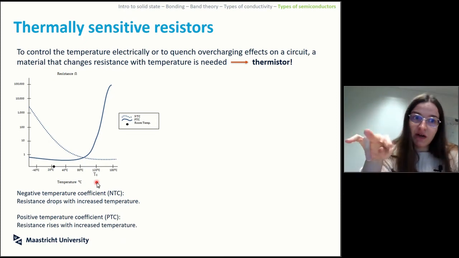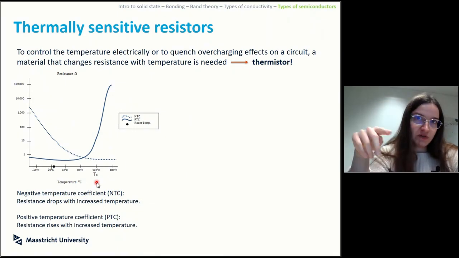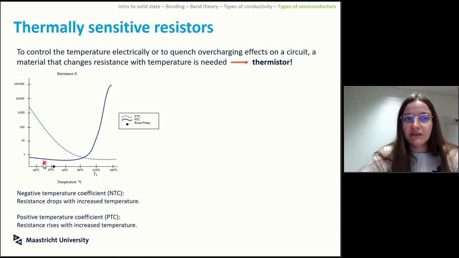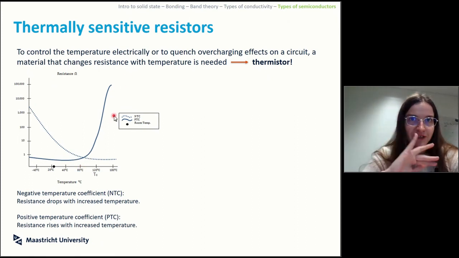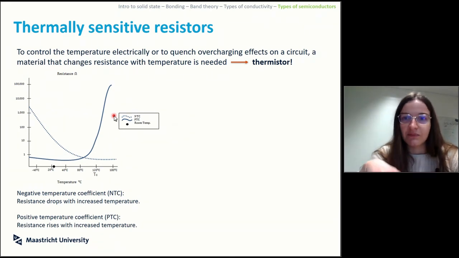Sometimes you have the other way around, which is the positive temperature coefficient. The resistance increases when you increase the temperature. That's a completely different trick from the one that we discussed, but it makes it so that your material is happy to conduct at lower temperatures. If you increase the temperature after a certain limit, it just becomes an insulator and you call it a day. You do not conduct electricity anymore.